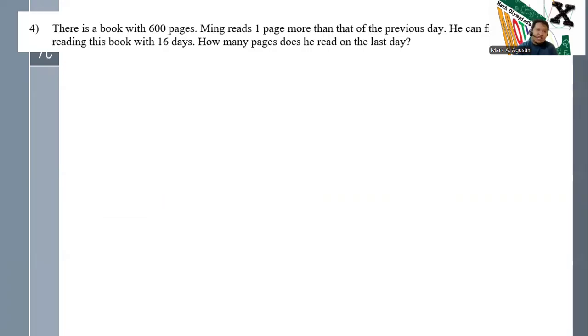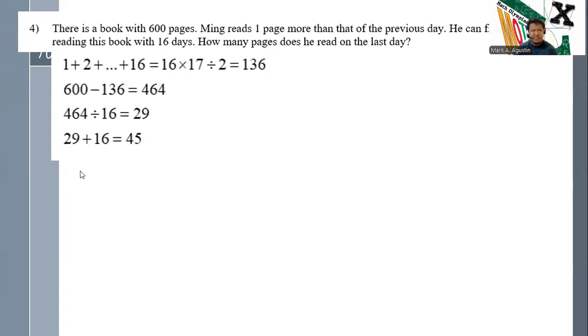This is arithmetic sequence only, because as you can see, one more page. So what's the technique for this one here? First things first, we assume that we'll be doing one page for the first day. Meaning the second day will have 2 pages, 3 pages, and then the last day will be 16.